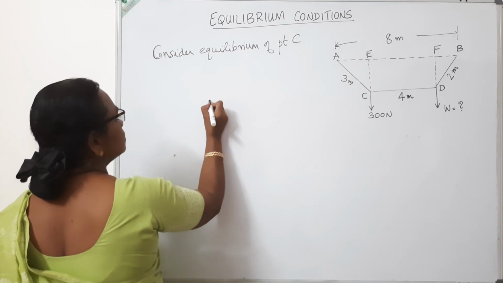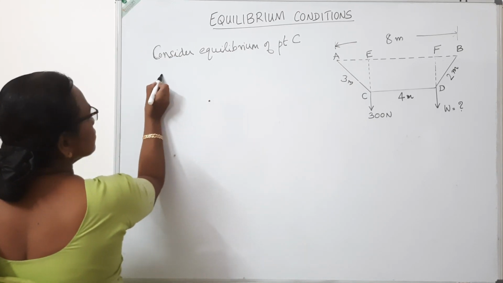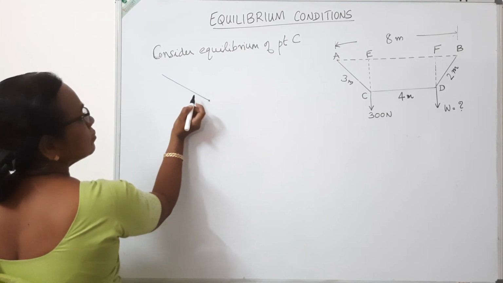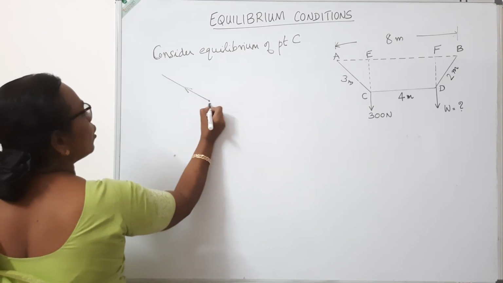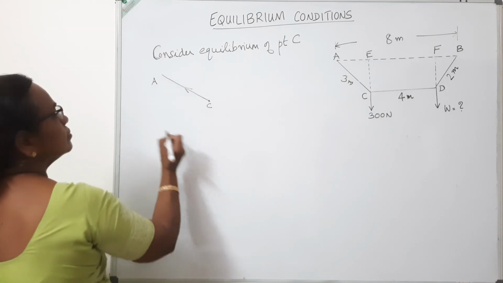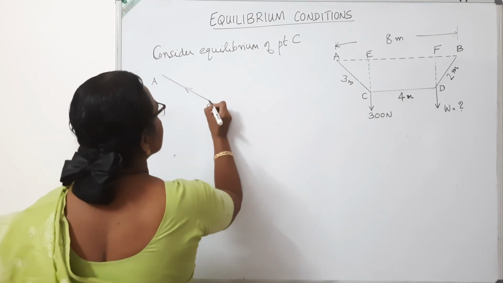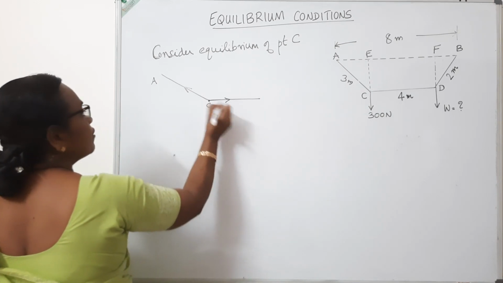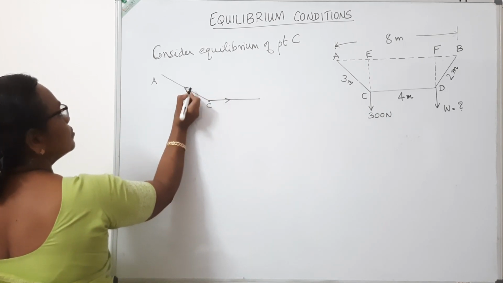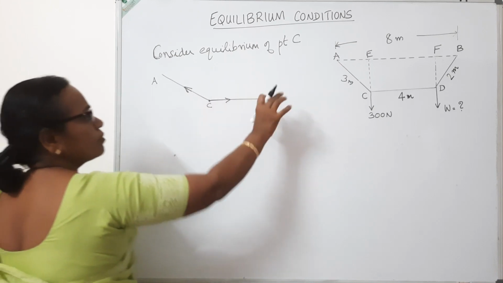I can draw this point C. There is tension in this rope CA. This is horizontal. Tension is always marked away from the joint. Tension force is acting away from the joint.